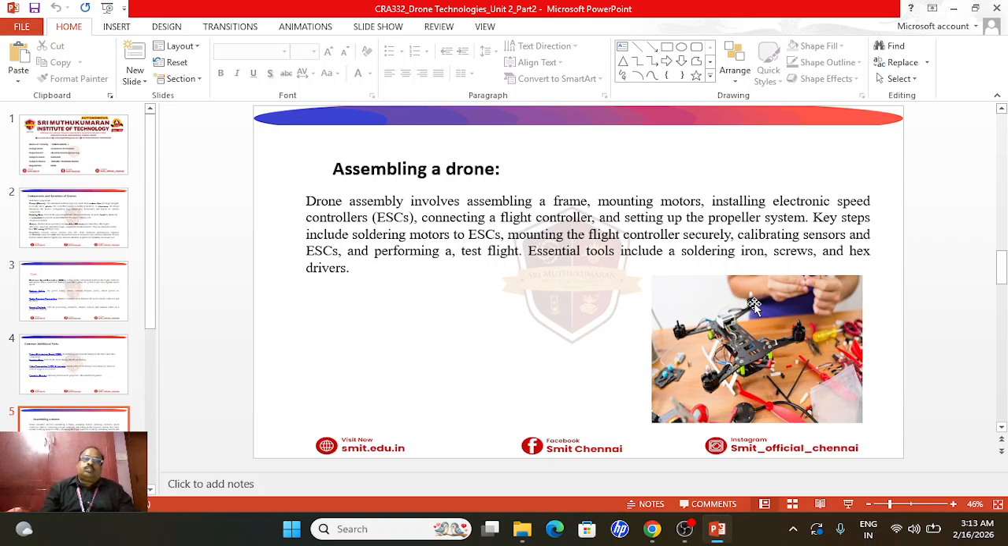Drone assembly involves assembling a frame, mounting motors, installing electronic speed controllers, connecting a flight controller, and setting up the propeller system. Key steps include soldering motors to the electronic speed controller, mounting the flight controller securely, calibrating the sensor and electronic speed controller, and performing a test flight. Essential tools include a soldering iron, screws, and hex drivers for assembling a drone.